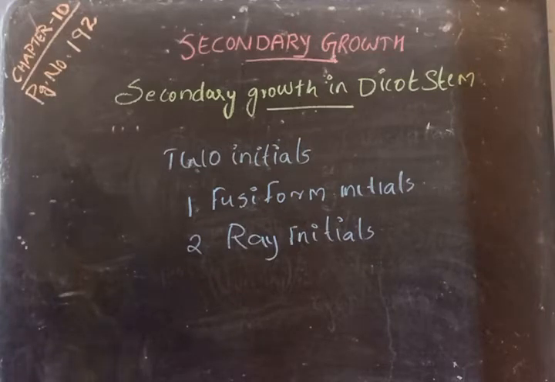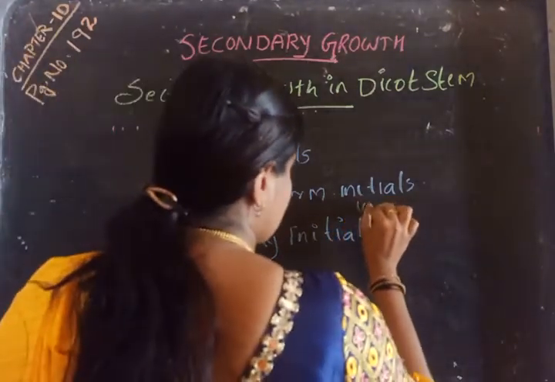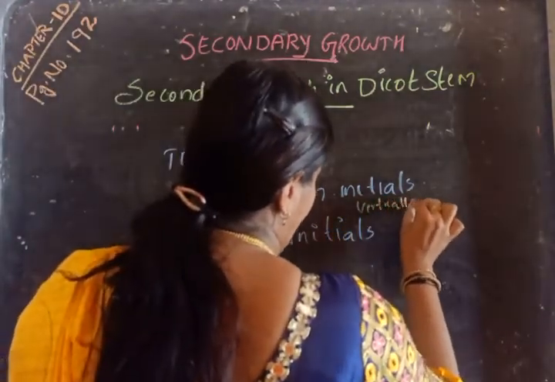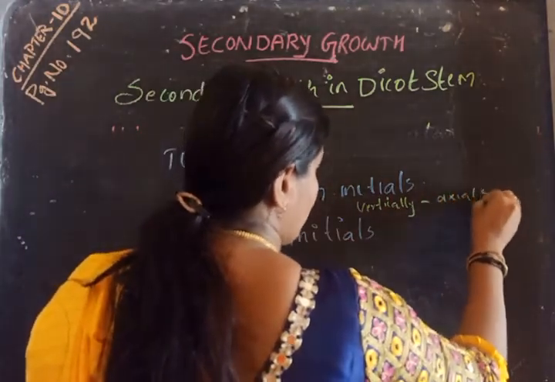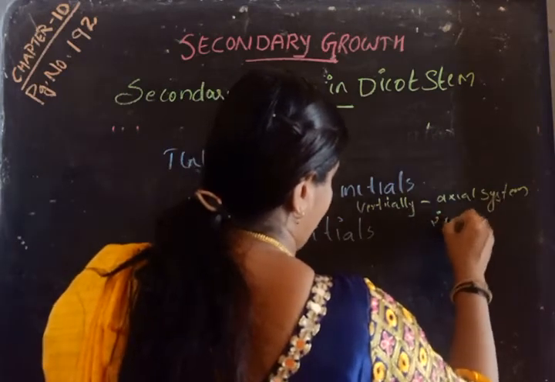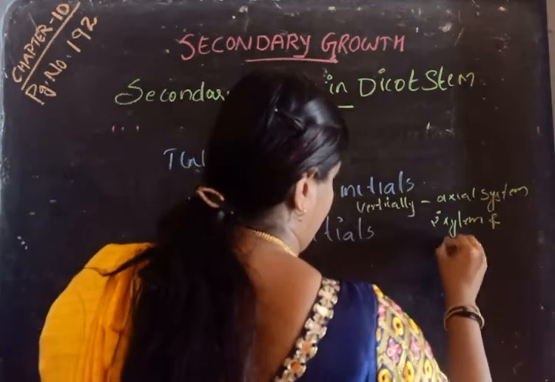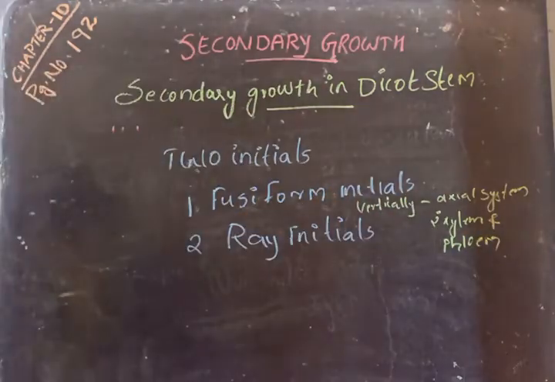Fusiform initials are vertically elongated cells. They give rise to the axial system of secondary xylem and secondary phloem. They are vertically elongated cells and they give rise to the axial system of secondary xylem and phloem. Okay, they are called fusiform initials.